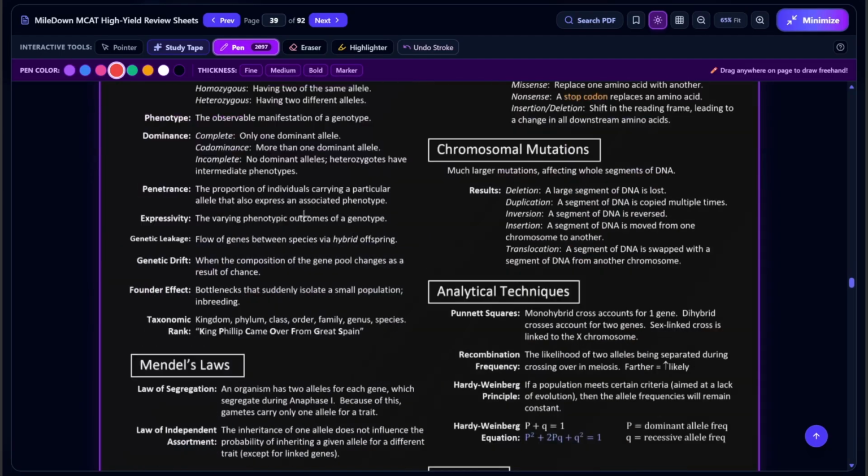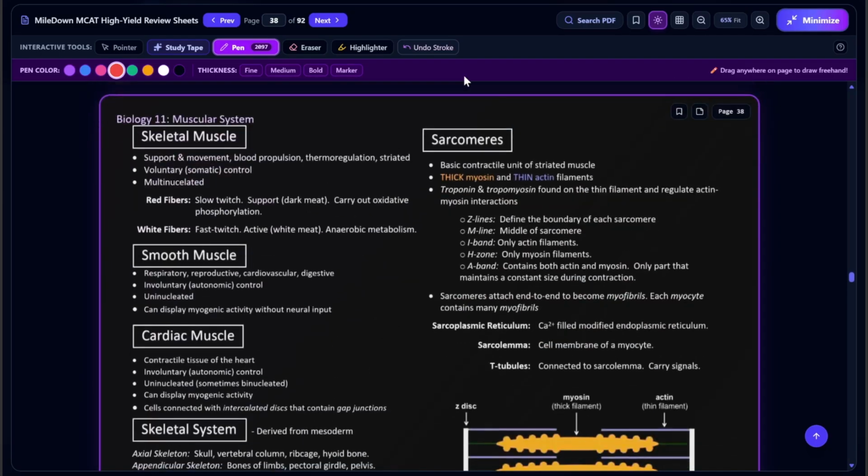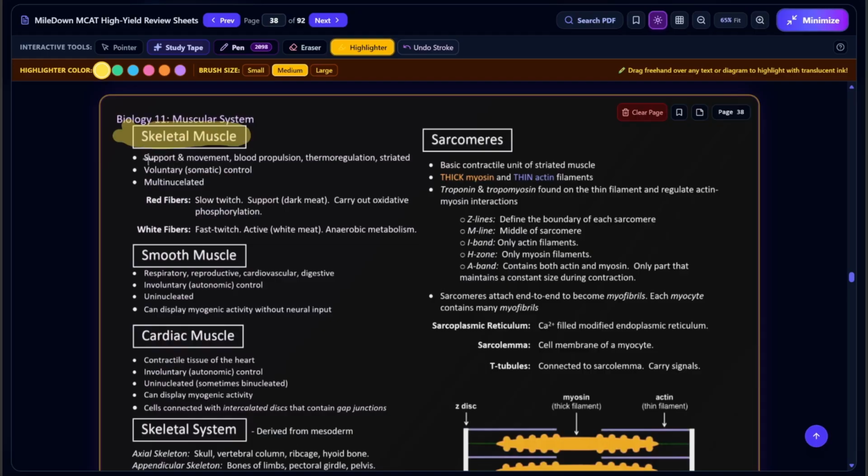Okay, we have two more, which is great. We have the muscular system. It would help to take a physiology class, but you really don't need to. So you have your skeletal muscle. We talked about skeletal muscle multiple times. It supports movement, blood propulsion, and thermal regulation, and it's striated. It's under voluntary somatic control, and the cells are multinucleated.